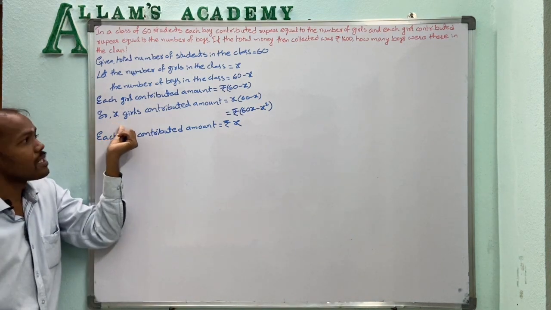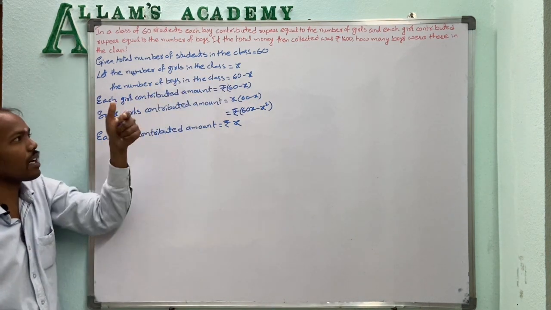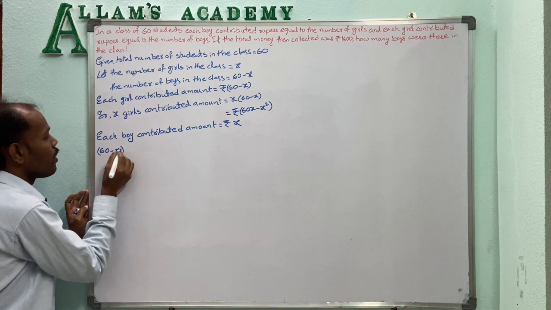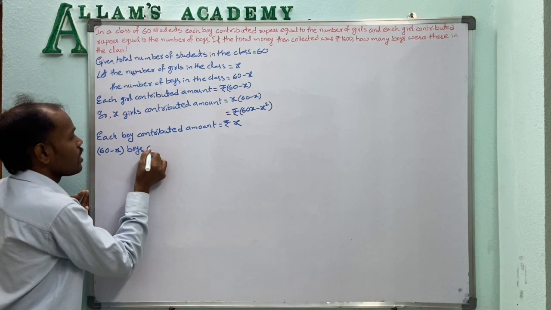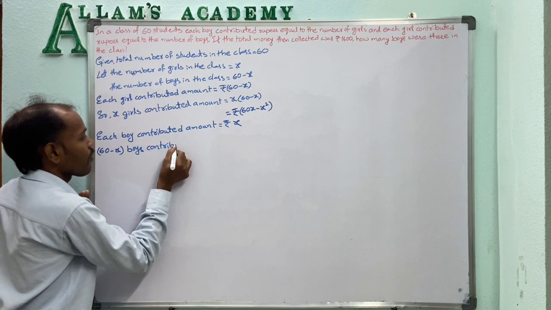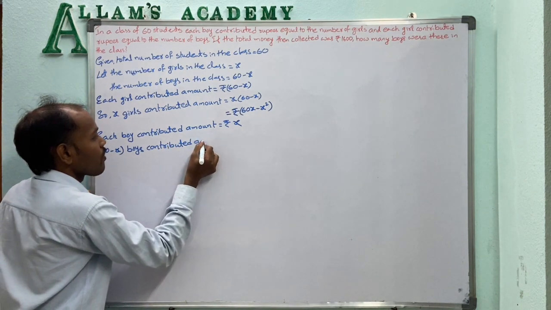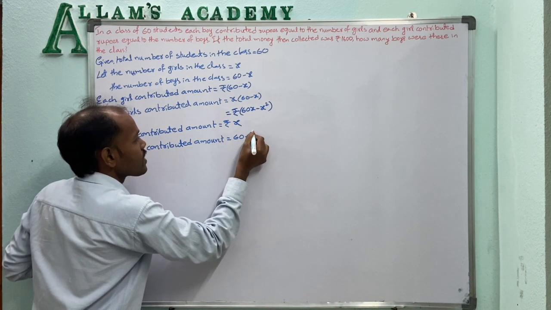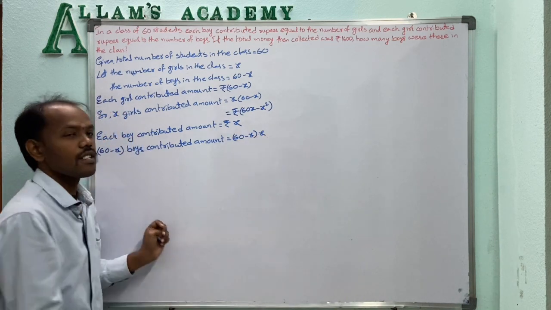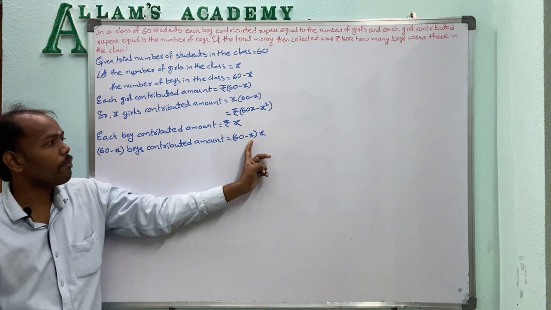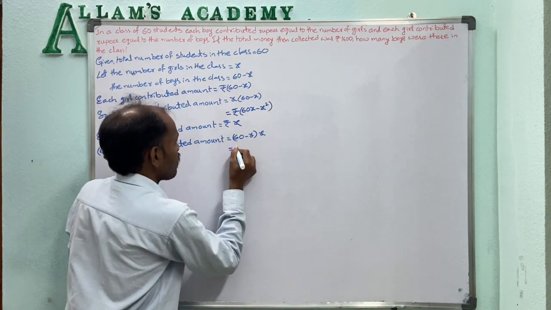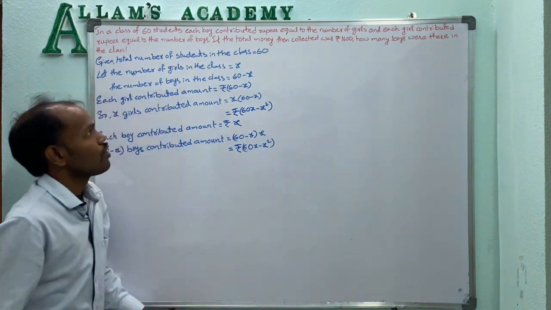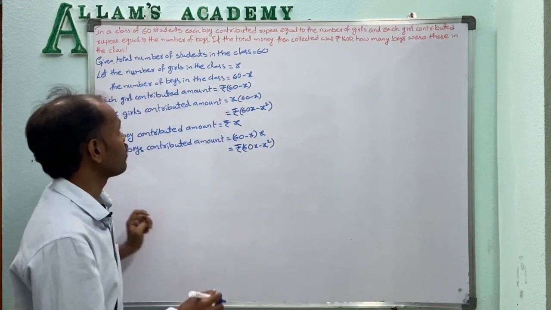Now there are 60 minus x boys, so the amount contributed by the boys is 60 minus x into x. So 60 minus x into x is nothing but 60 into x, 60x, minus x into x, x square, that equals rupees 60x minus x square. The total collected amount is 1600, given.